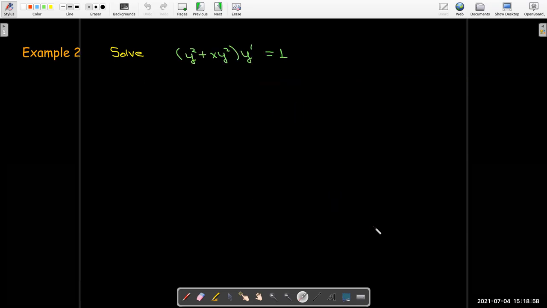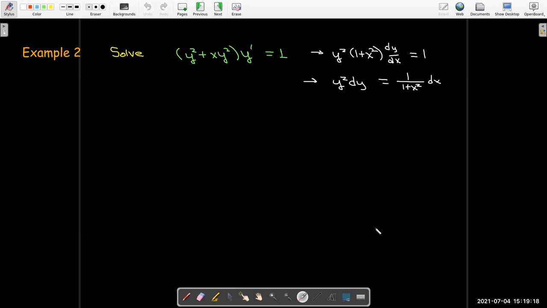Let's look at another example. I've got the quantity y squared plus xy squared times y prime equals 1. So we have to do a little bit of algebra. I'm going to factor out the y squared. I'm going to rewrite the y prime as dy over dx. And now, I multiply both sides by dx, divide both sides by 1 plus x squared. I get the following equation, and I can integrate both sides.